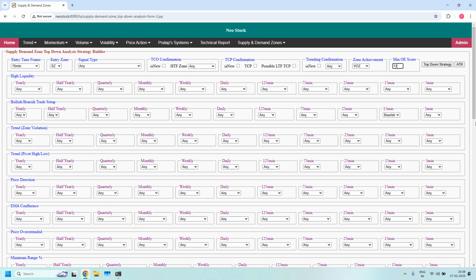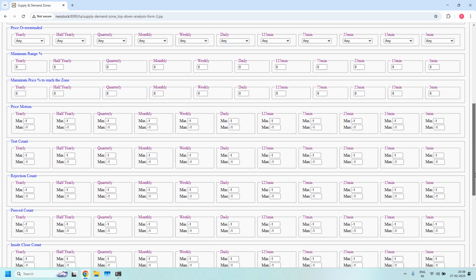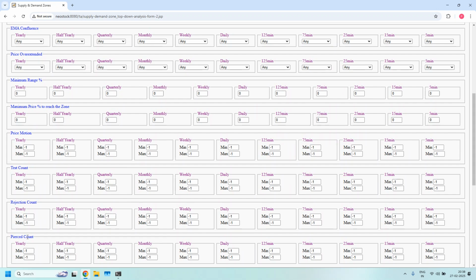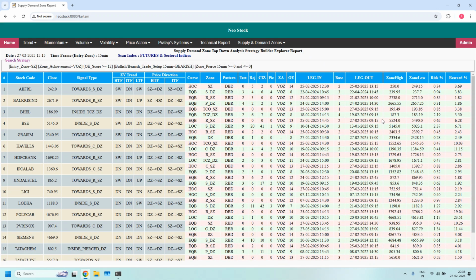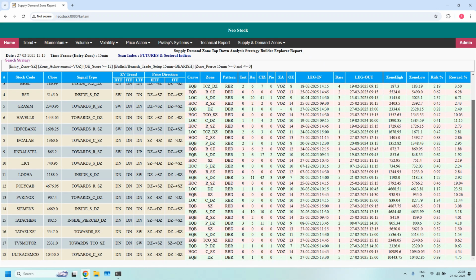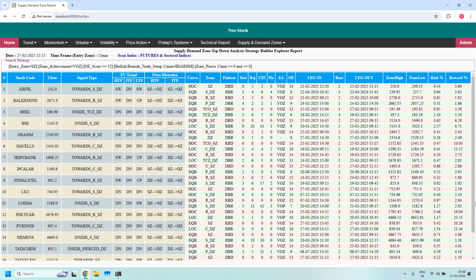Minimum odd and enhance score 12. And 15 minute supply zone should not be pierced. So in the pierced count, at 15 minutes time frame, minimum value 0. Maximum value 0. With these filters, we got 18 stocks. So first 15 stocks in the list supporting bearish trade setup for daily income trade, and all these entry time frame zones are 15 minutes supply zones.